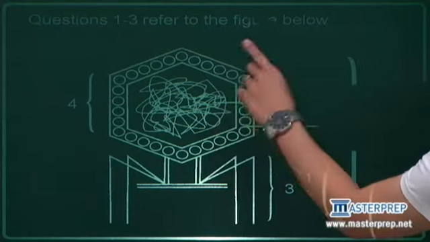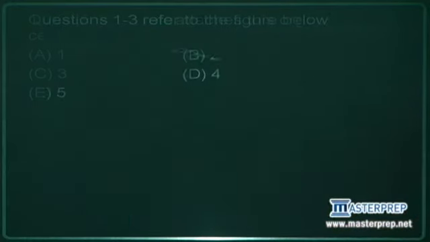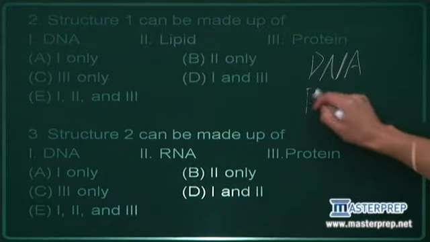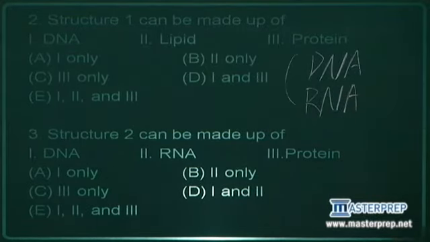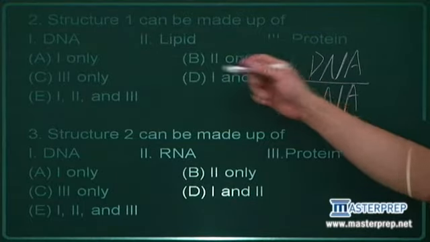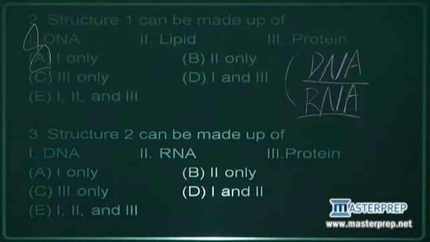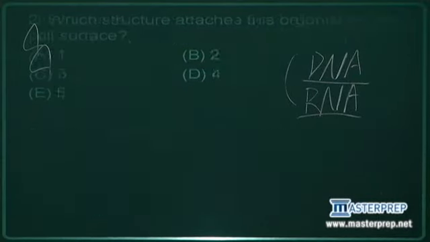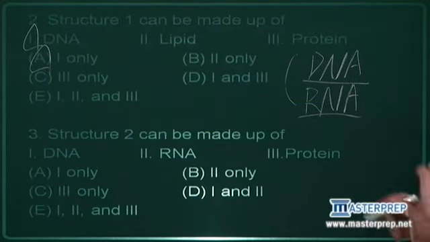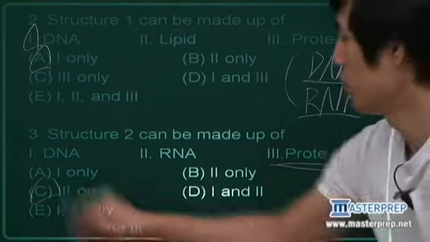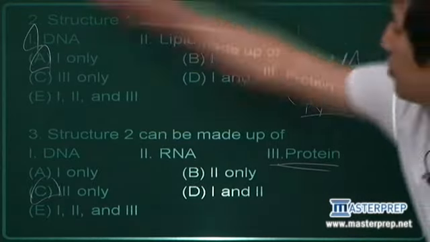Number 2, structure 1 can be made up of, what is structure 1? This is inheritable material, right? So for the virus, it can be either DNA or RNA. So both nucleic acids work, but here we don't have the RNA, so the only option for us is DNA. So A. Okay, number 3, structure 2 can be made up of, 2 is capsid, right? And we know that capsid only consists of protein. So 3, which gives us C.